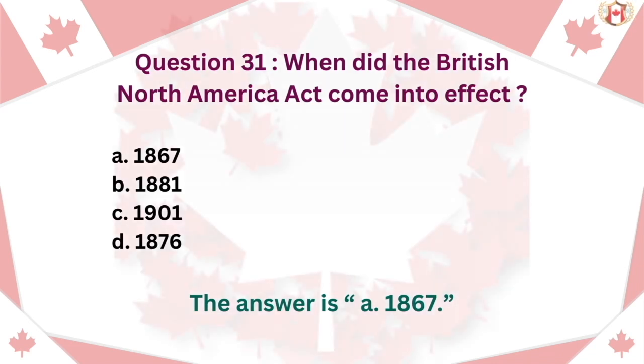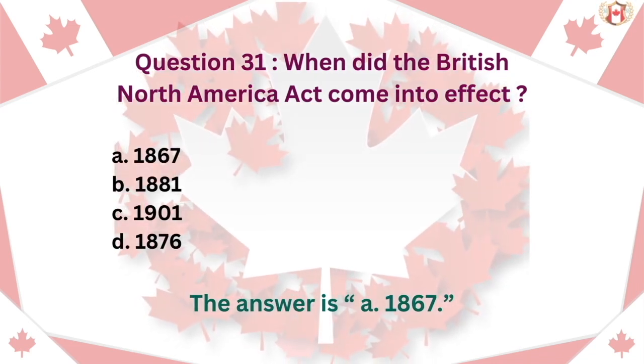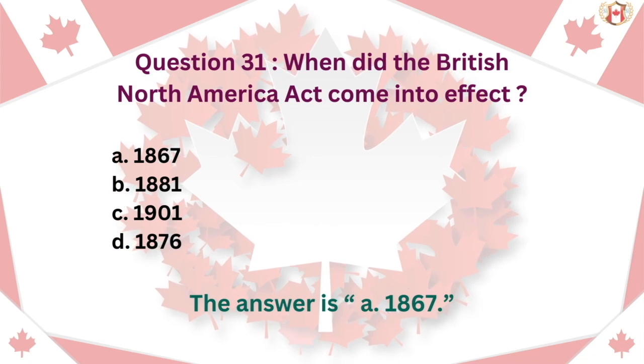Question 31. When did the British North America Act come into effect? A. 1867. B. 1881. C. 1901. D. 1876. The answer is A. 1867.